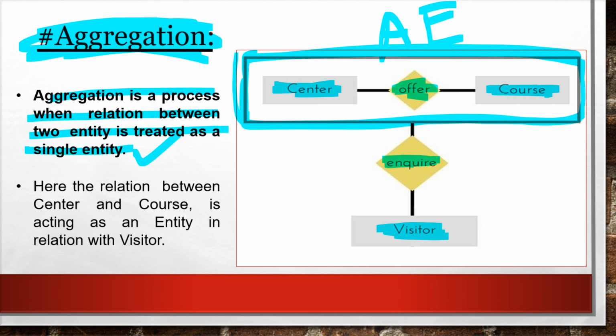It means a visitor can inquire about the center and also the courses offered by the center. So we are clubbing together the similar relationships and similar entities to represent one entity, and this concept is known as aggregation. Hence the relationship between center and course is acting as an entity in relationship with visitor. So here we are representing a single entity, right?